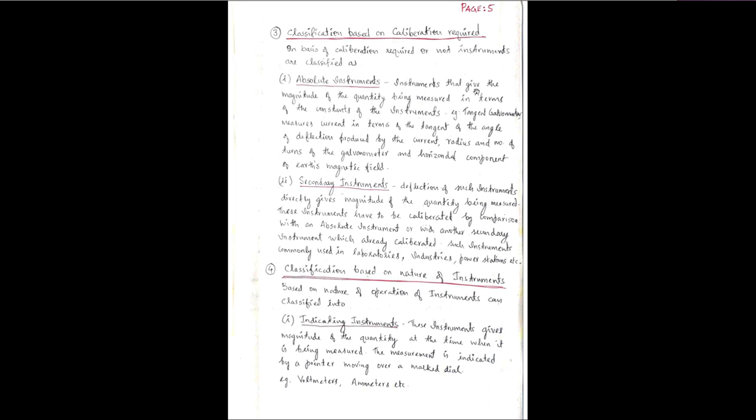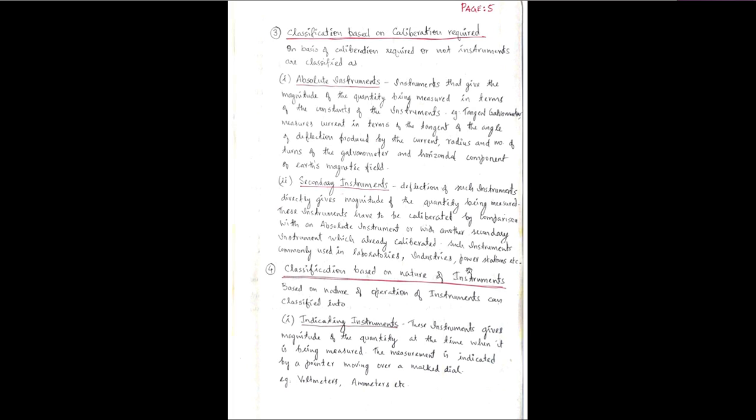So here the instrument gives the magnitude of the quantity being measured in terms of constants of the instrument. Okay, and in secondary instruments, the deflection of such instruments directly gives the magnitude of the quantity being measured. Here, in the case of absolute instruments, it gives the magnitude of the quantity measured in terms of constants of the instrument. Okay, that is a major difference. So here, secondary instruments have to be calibrated by comparison with an absolute instrument or with another secondary instrument which is already calibrated.